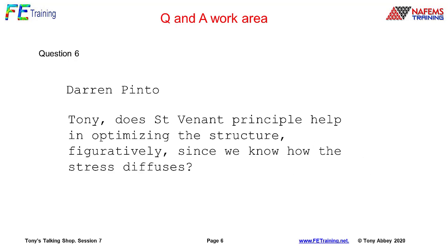Darren is asking a question: does St. Venant's principle help in optimizing the structure figuratively, since we know how the stress diffuses? That's interesting. Yes, if we come up with a topology optimization which is perhaps leading us astray, in the sense that a local feature around a support point or a loading point tends to have a high stress, but everywhere else the stress distribution looks pretty good, then we can use that as an indication that our candidate design is looking very promising overall, but we need to pay more attention to the support points or to the loading points.